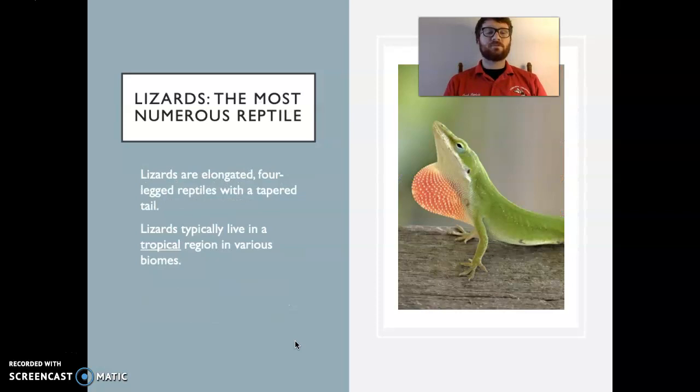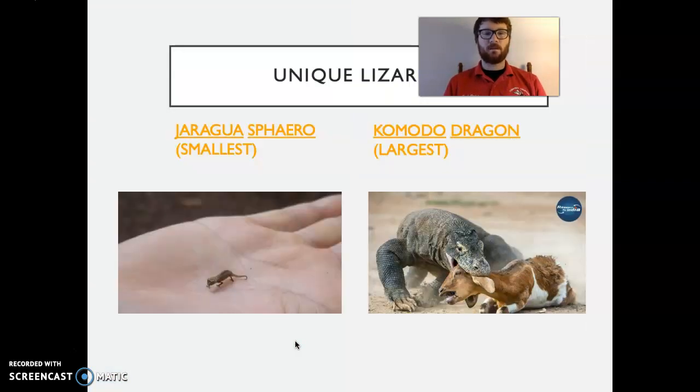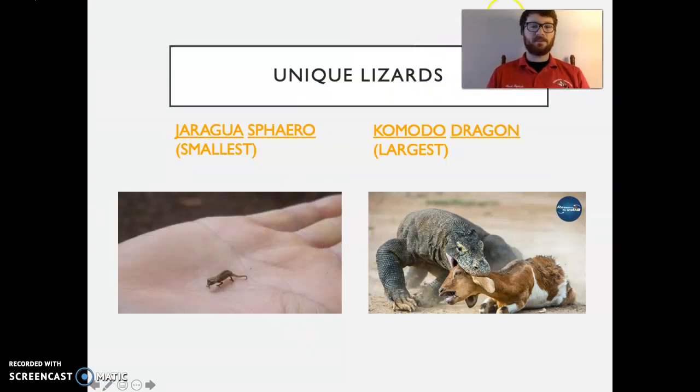Lizards are the most numerous reptile. They are elongated, four-legged reptiles with a tapered tail. Lizards typically live in tropical regions in various biomes. So you can see a lizard off to the right there. Unique lizard. Here's some lizard identification for you that you're going to have to do on the test.